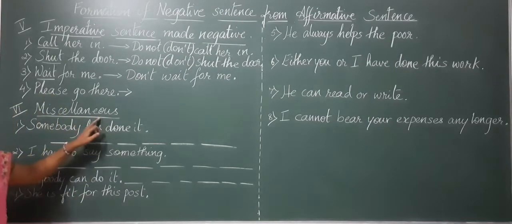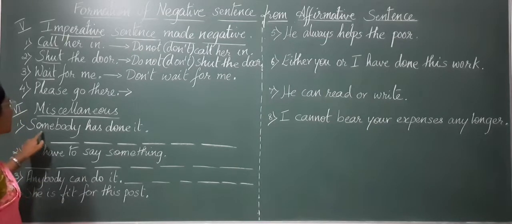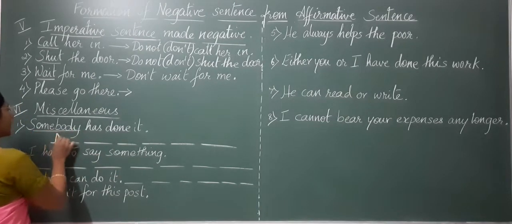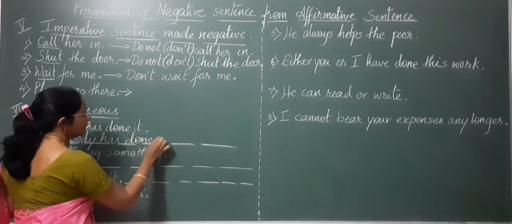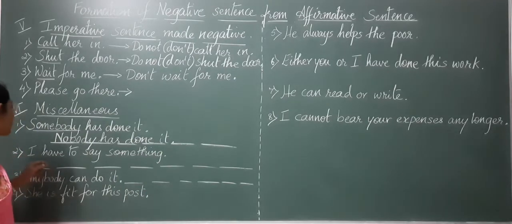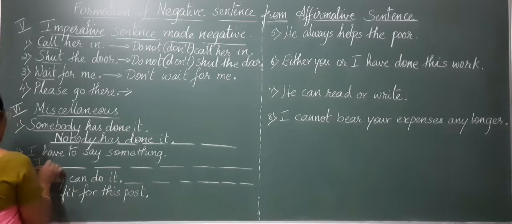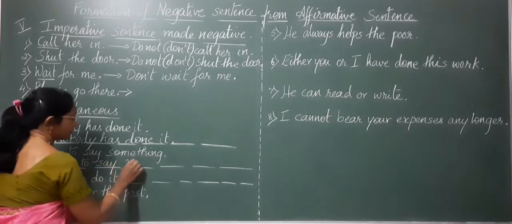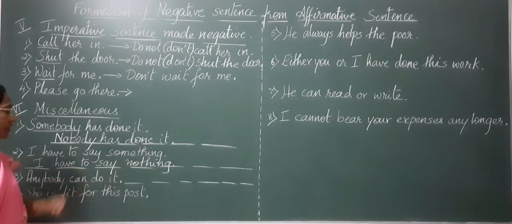Next one is miscellaneous. So we'll just use a few negative words to change them into negative sentences. Somebody has done it. You can make it a negative sentence by changing somebody into nobody. Nobody has done it becomes a negative sentence. I have to say something. Something can be made negative. I have to say nothing. Something is changed into nothing.